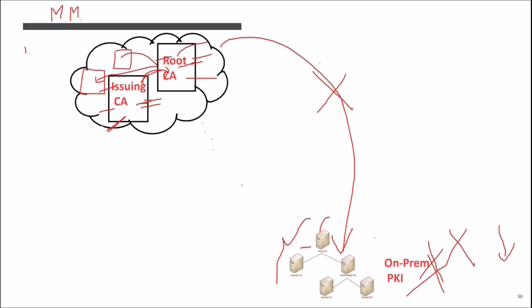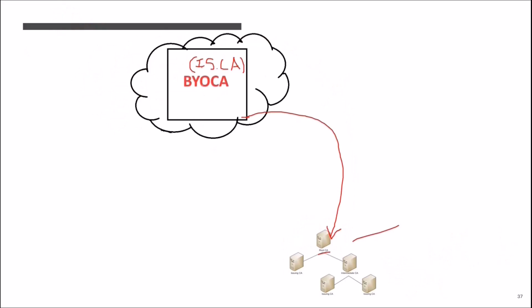Right now I'm not explaining how to create the root CA or how to create the issuing CA. I just want to explain the concept: in the case of Microsoft managed, both are in the cloud and they are not talking with the on-prem. In the case of bring your own CA, we only create the issuing CA in the cloud, and the root CA is going to be the same one as before, which is present on-premise. And this issuing CA is anchored with the root CA. How is it anchored? We are going to discuss that later on. So these are the two methodologies, or the two options, for you to choose.